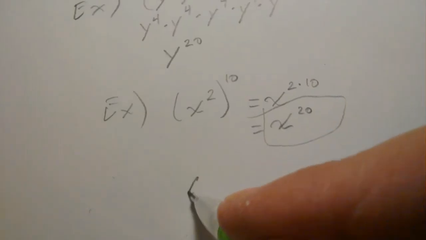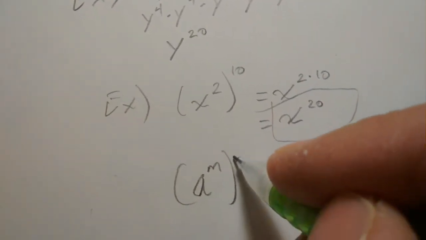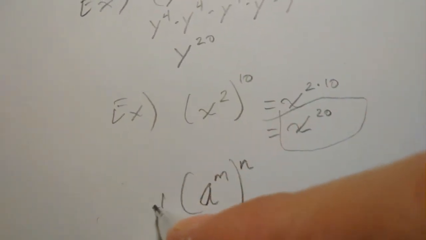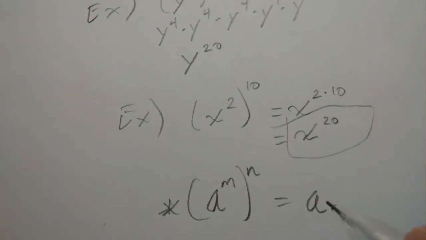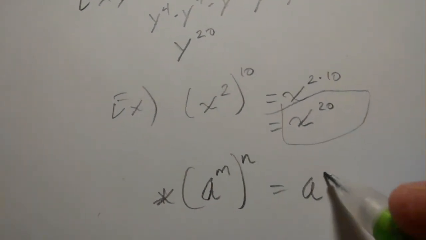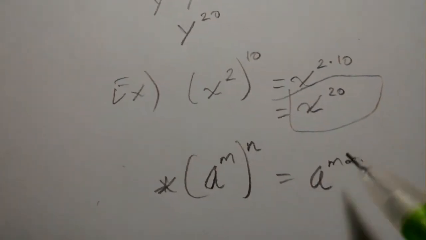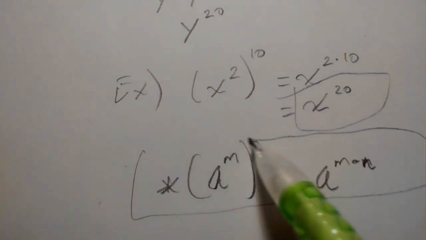So here's another rule. If I take a and raise that to an m power, and I raise that entire thing to an n power, how many a's are being multiplied here? Well, m times n of them. That's an n. So that's another rule of exponents.